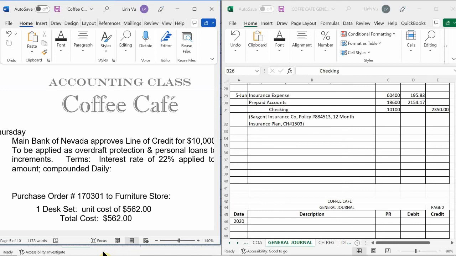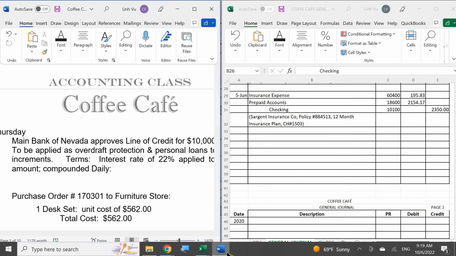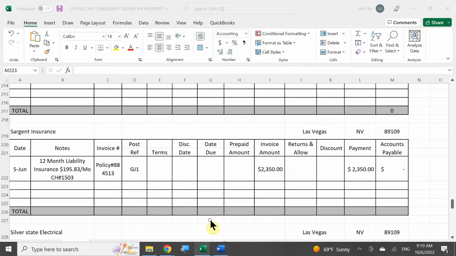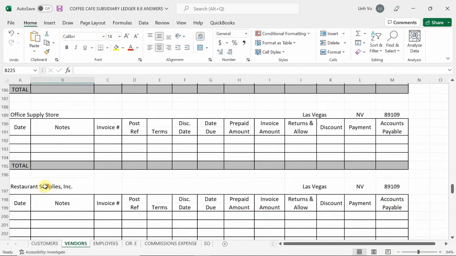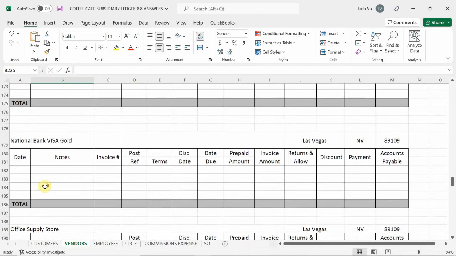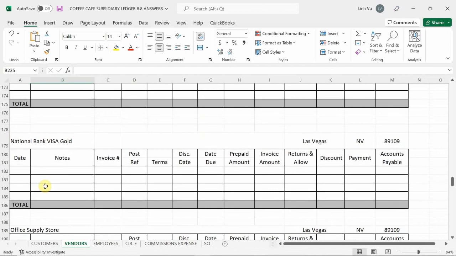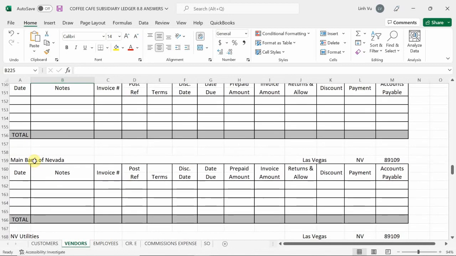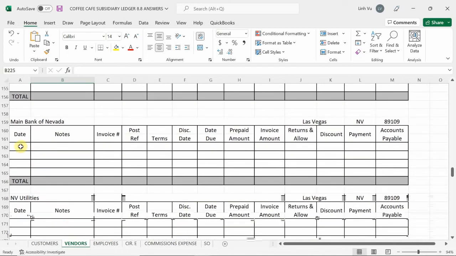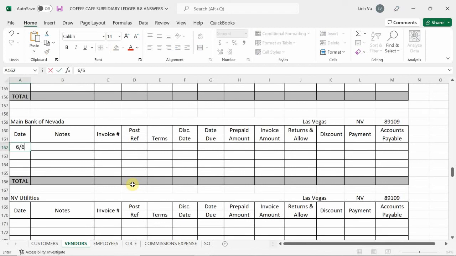Who authorized this for you? Maine Bank of Nevada. Good. So in this case, I need to put this in my notes to Maine Bank of Nevada because they are the one that's issuing me. They're going to be the one that's billing me in case I do end up overdrafting or in case I do take a personal loan. So here, Maine Bank of Nevada. You don't necessarily have to put the date, but I'm going to go ahead and put it in here.